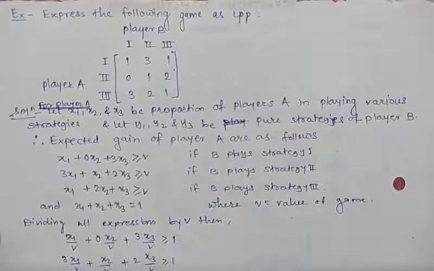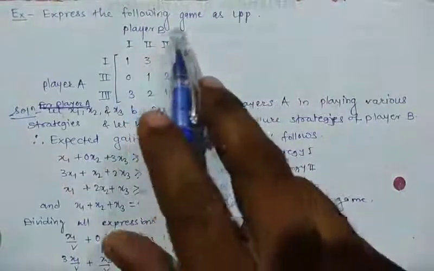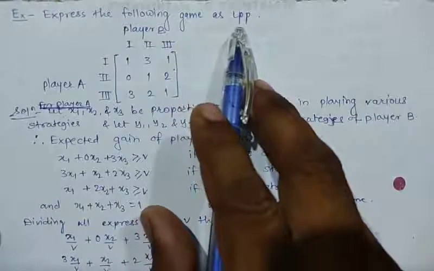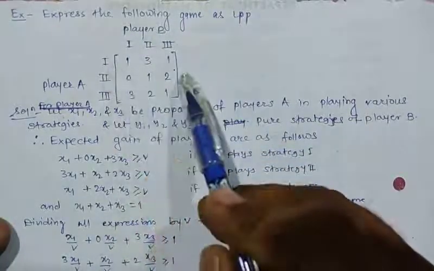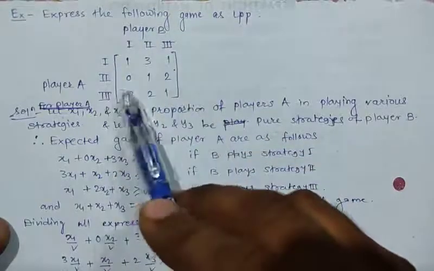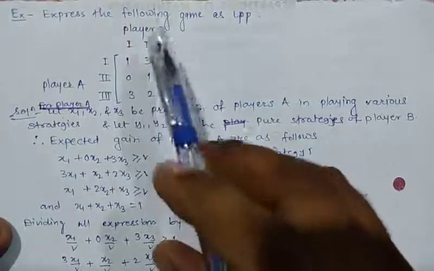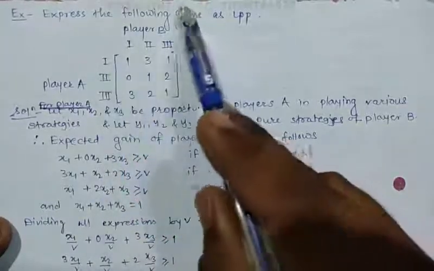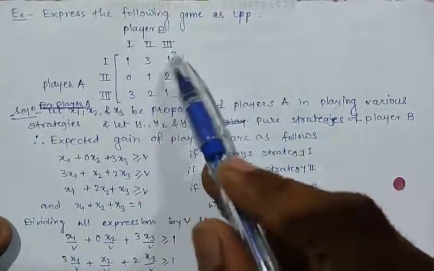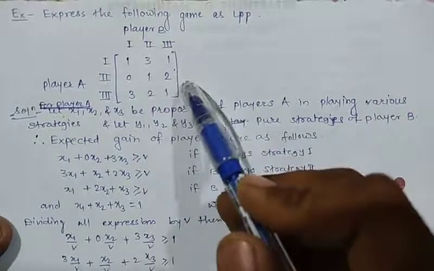Express the following game as a linear programming problem. Now we convert this given 3 by 3 matrix into an LPP, meaning we form the constraint equations. Player A has 3 strategies and player B also has 3 strategies, so this is a 3 by 3 payoff matrix.